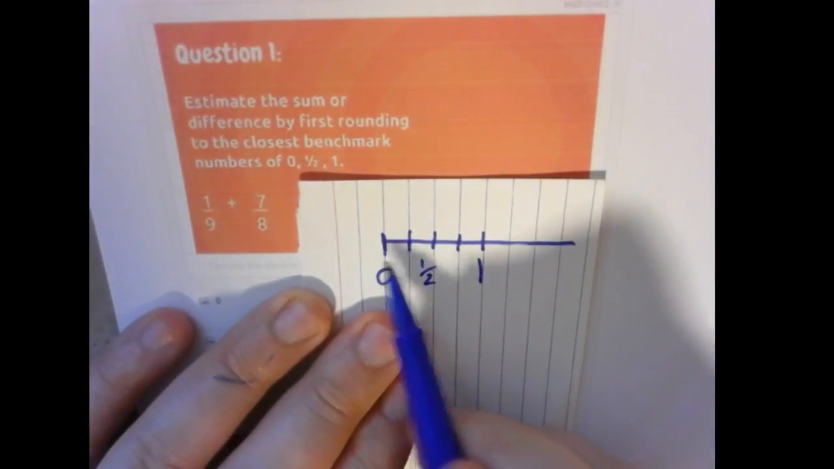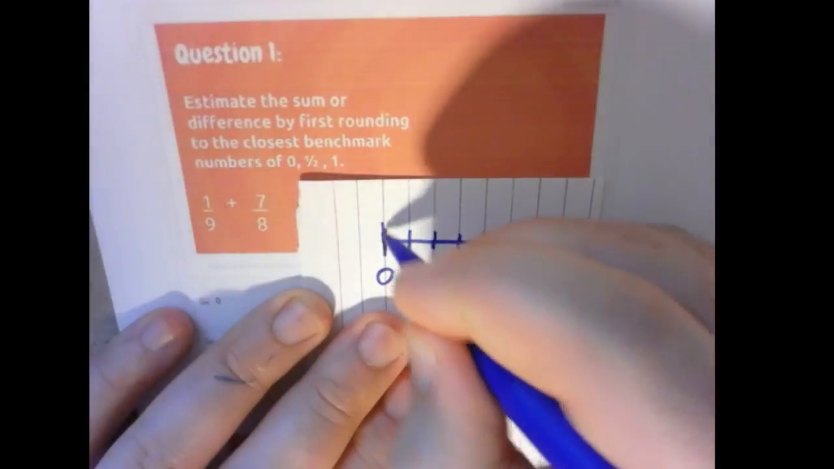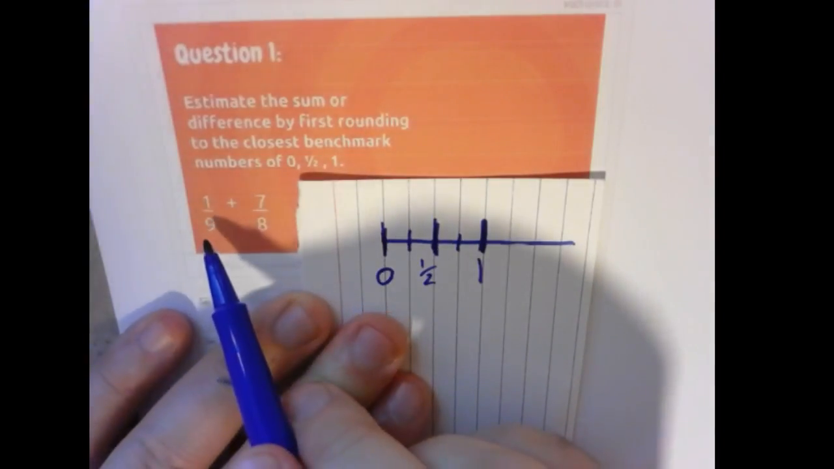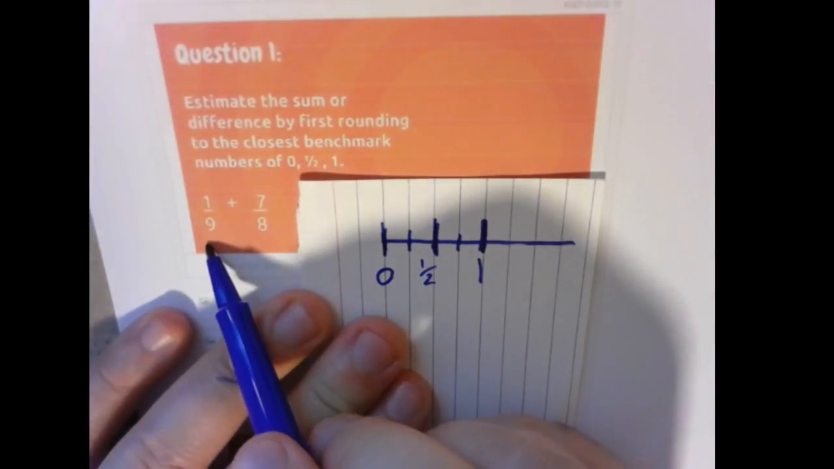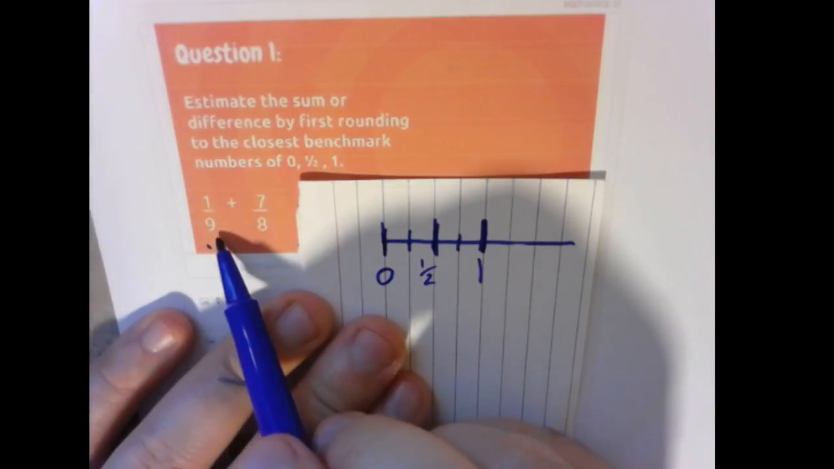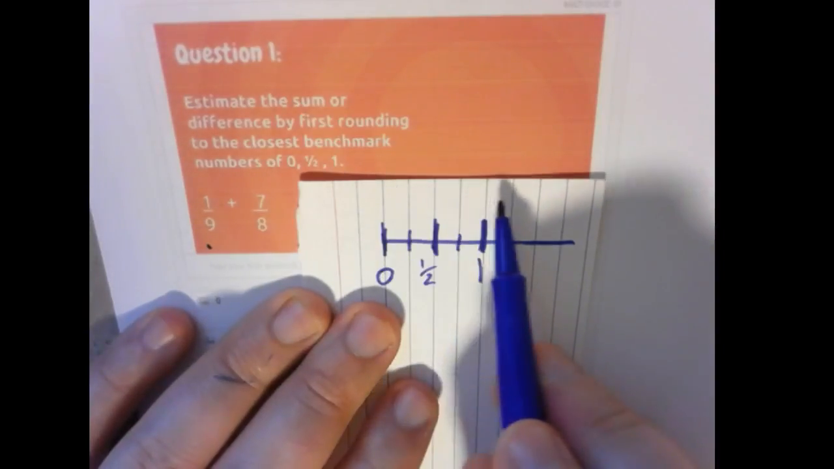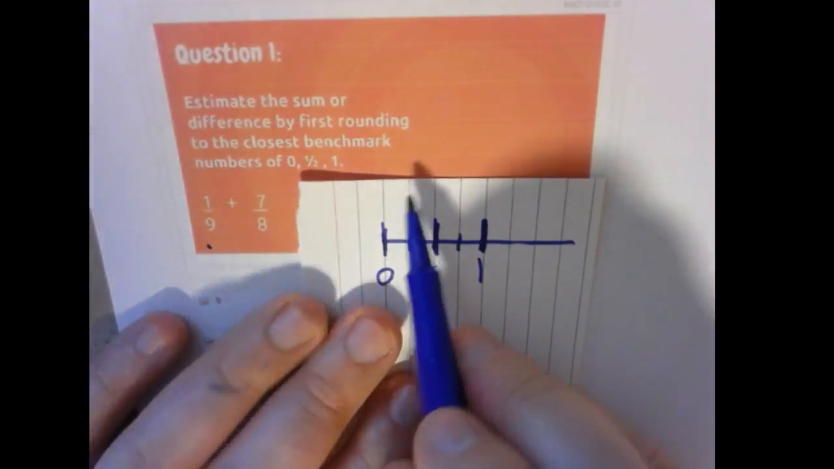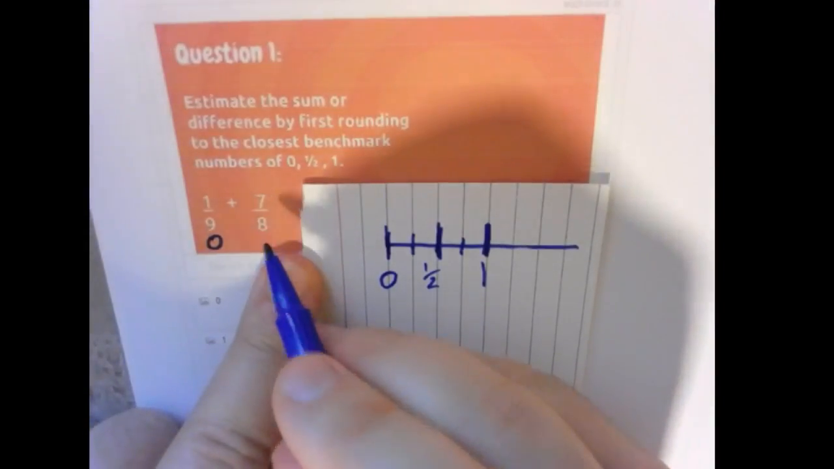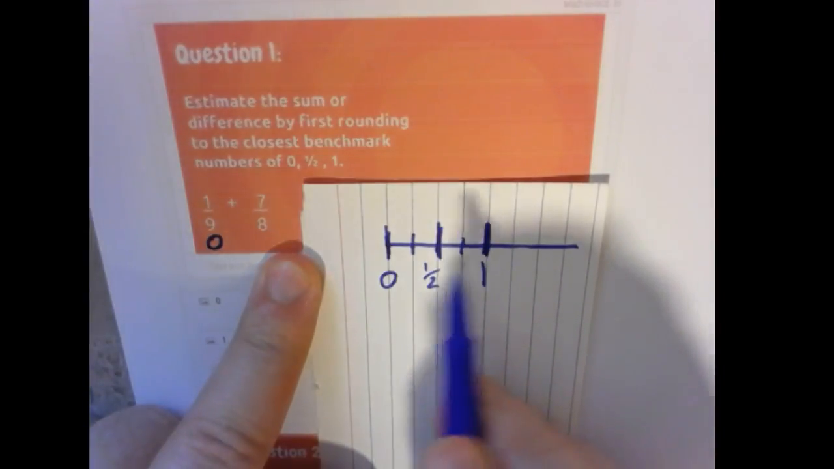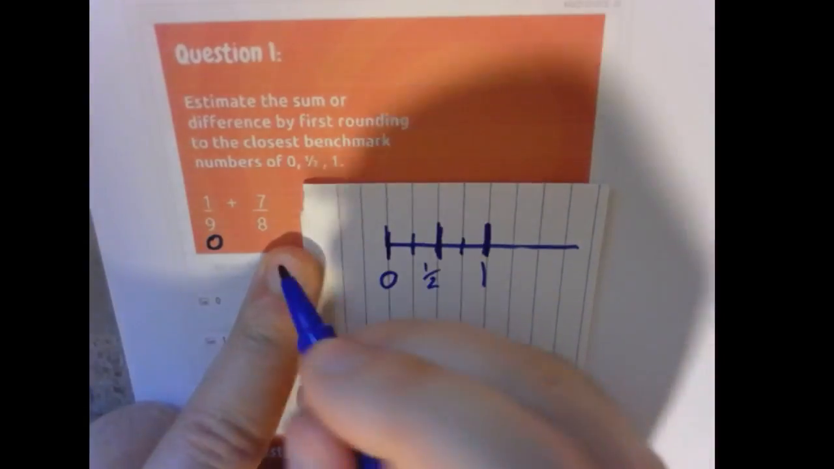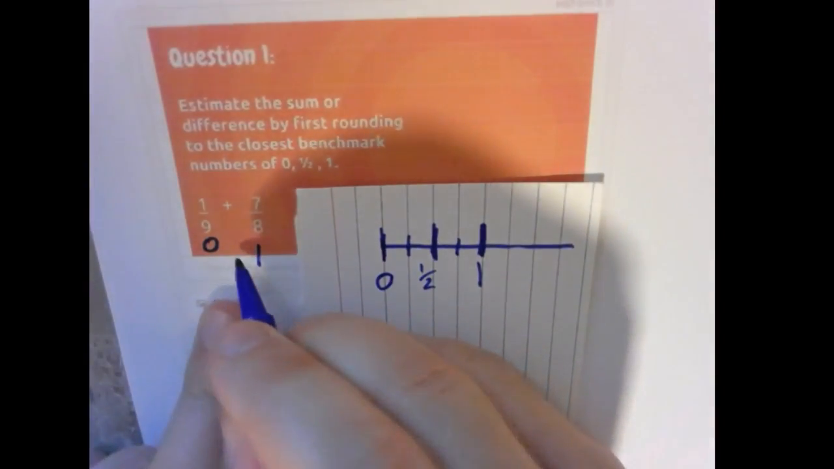Okay, so if this is 0, 1/2, and 1, we're going to see which of those benchmarks is closest for 1/9. If there was something that had 9 steps in it, and you're only 1 step into the journey of 9 steps, would you be closer to 0, 1/2, or 1? I think you would agree that would be closest to 0. What about 7/8? If there were 8 steps to go from 0 to 1, and you are 7 steps along, you're almost there. So we'd estimate that into a 1.